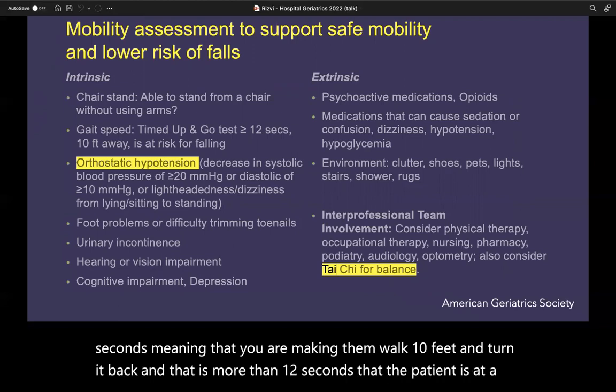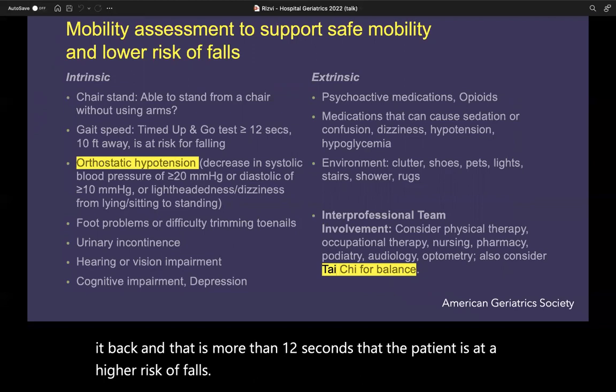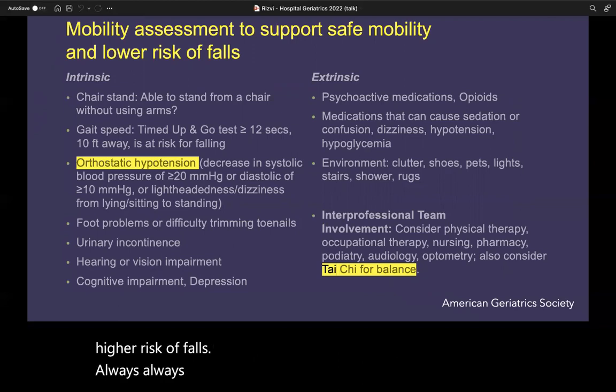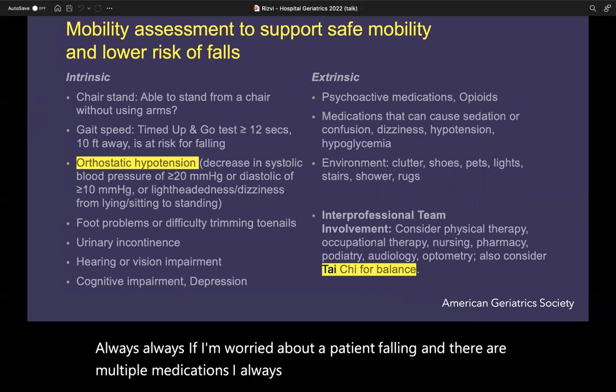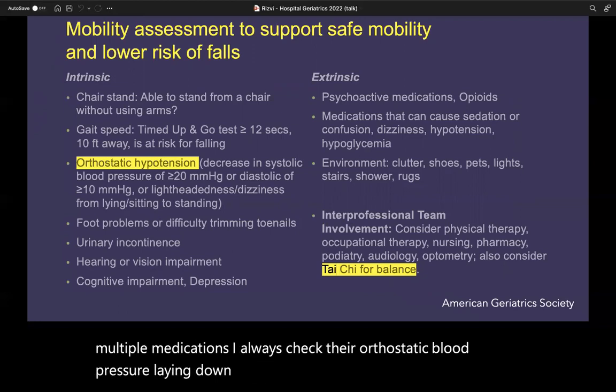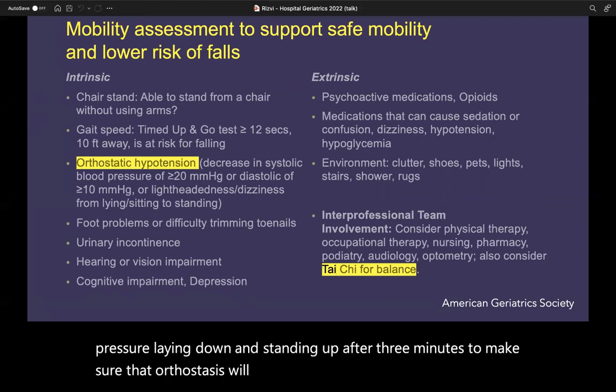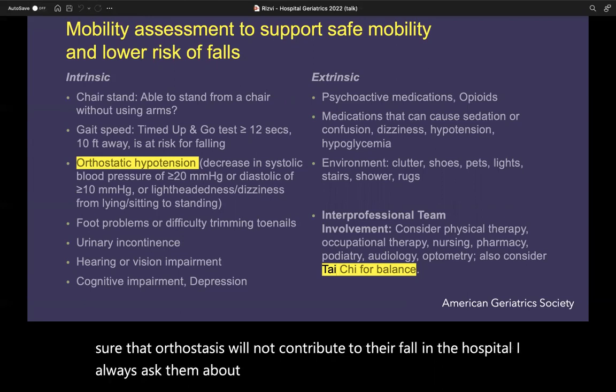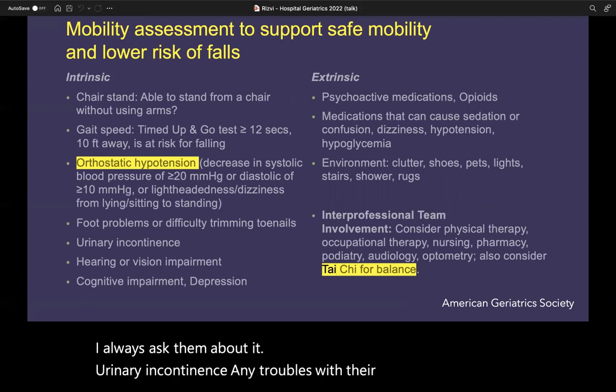Always, I mean, if I'm worried about a patient falling and there are multiple medications, I always check their orthostatic blood pressure laying down and standing up after 3 minutes to make sure that orthostasis will not contribute to their fall in the hospital. I always ask them about urinary incontinence, any troubles with their vision. Do they have their glasses on them?